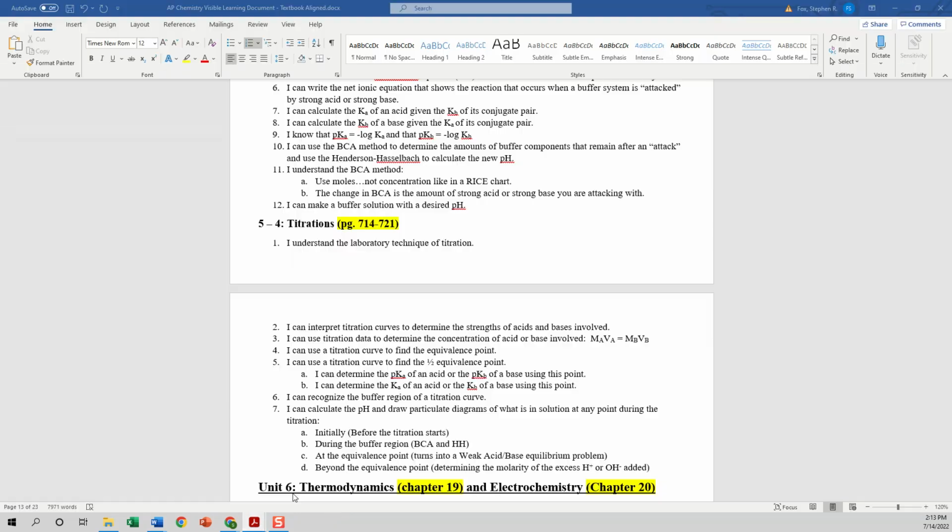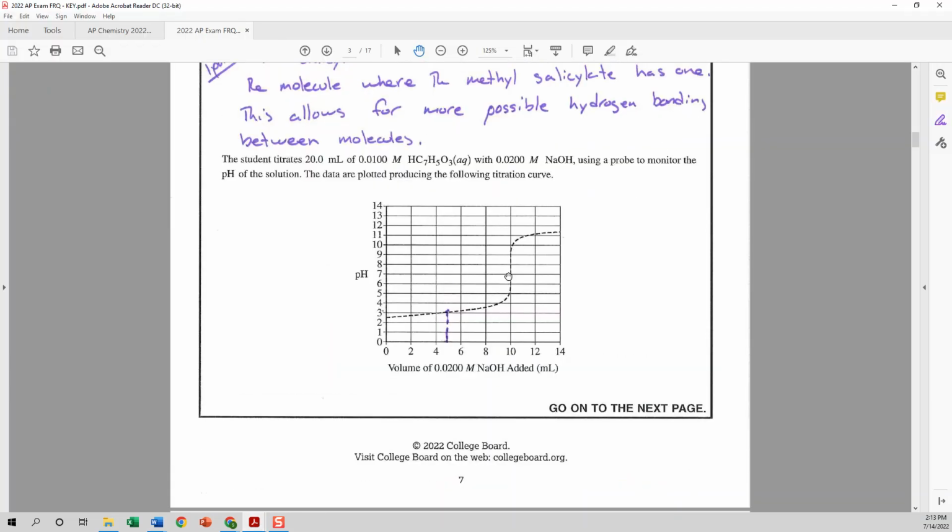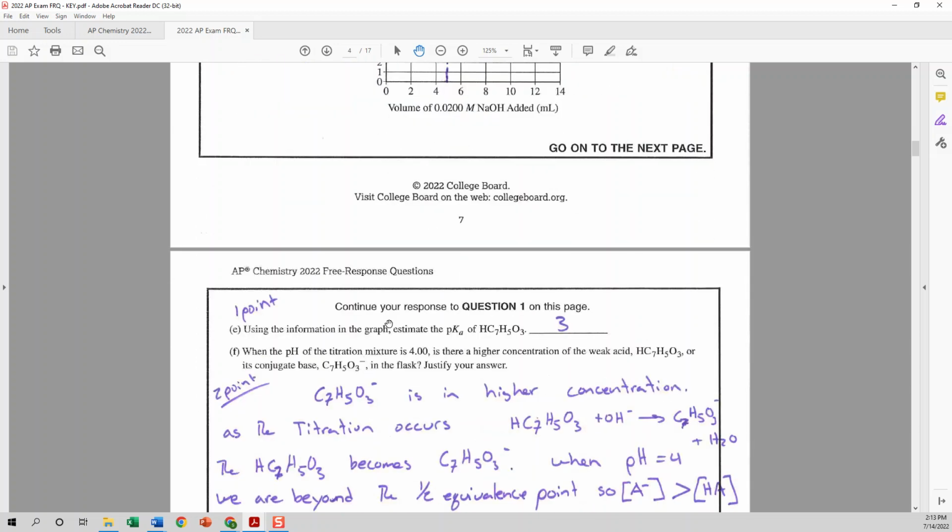So let's do it. So what you do is the equivalence point is at the point of inflection, so somewhere around here. So the volume at the equivalence point is 10 milliliters. The half equivalence point is half that. So if the volume of NaOH added is 10 milliliters at the equivalence point, half of that, 5, is the half equivalence point, and the pH at the half equivalence point is equal to the pKa. So at 5, the pH is around 3. So the pKa is 3. There you go. All right.